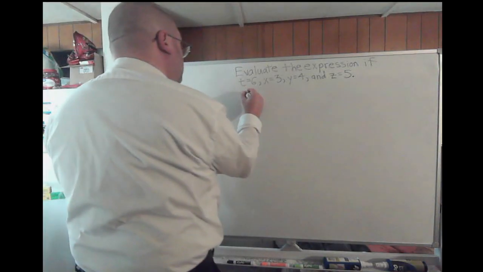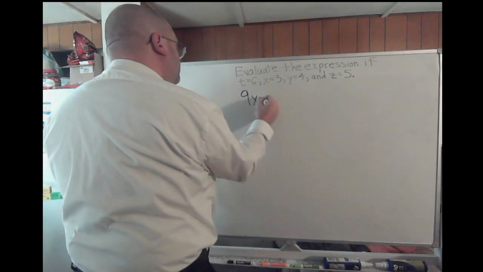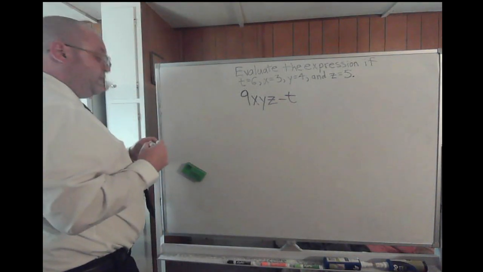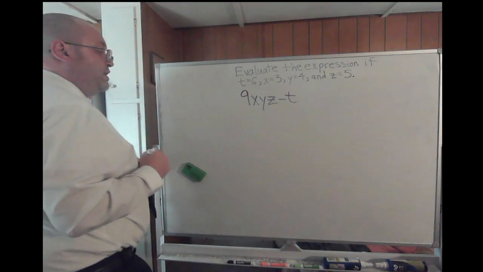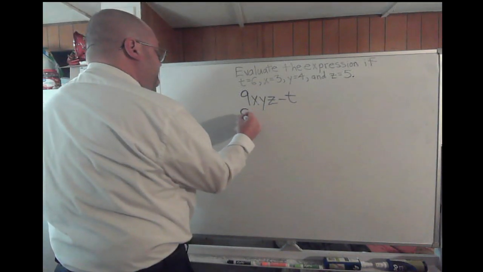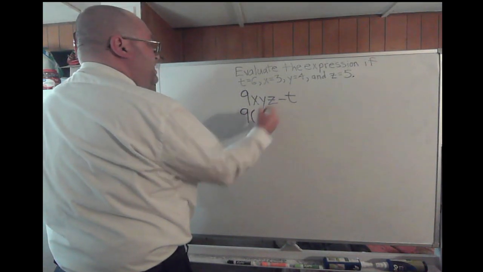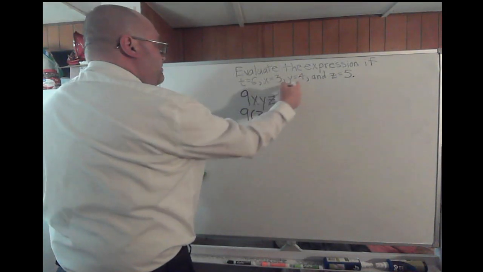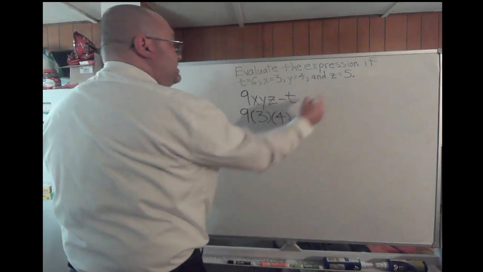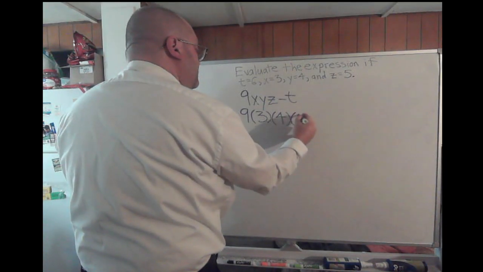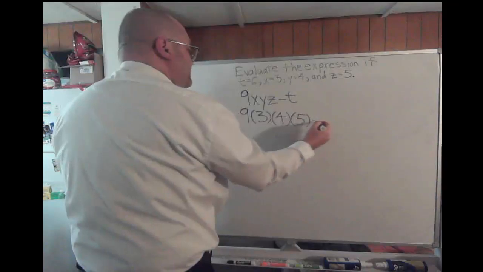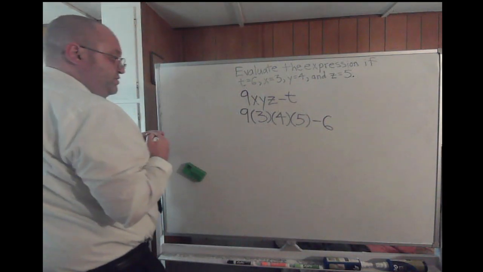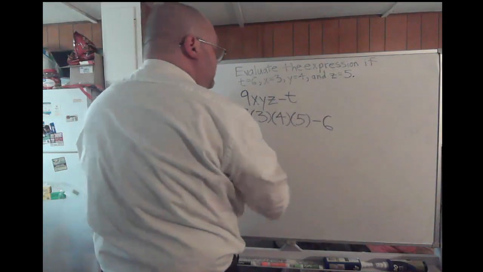Alright, we got a fun one here, 9xyz minus t. Well, we still have the 9 here for the first term, but the x value is 3, so we'll put in 3 for the x value, times 4 for your y value, times 5 for your z value, minus your t value. T is supposed to be 6. So now you're left with 9 times 3 times 4 times 5 minus 6.